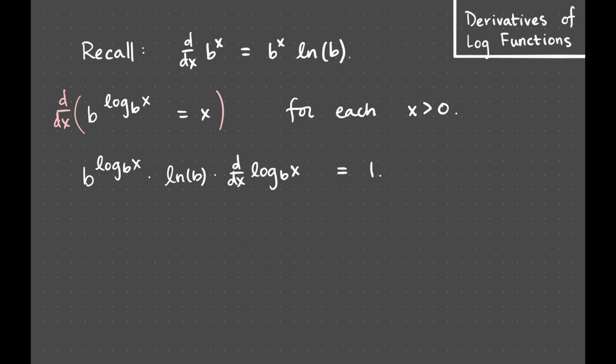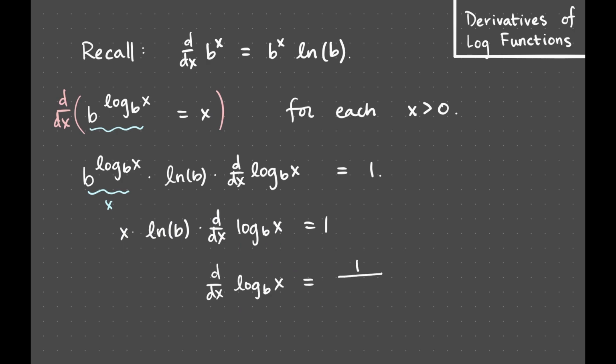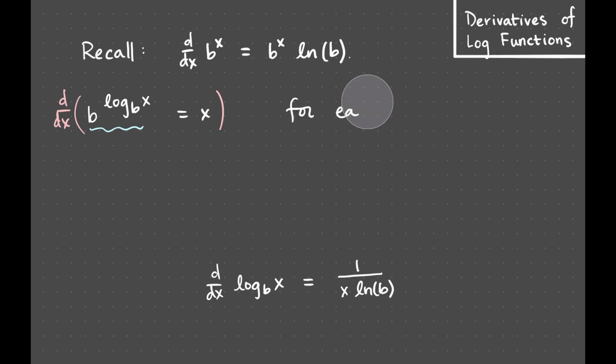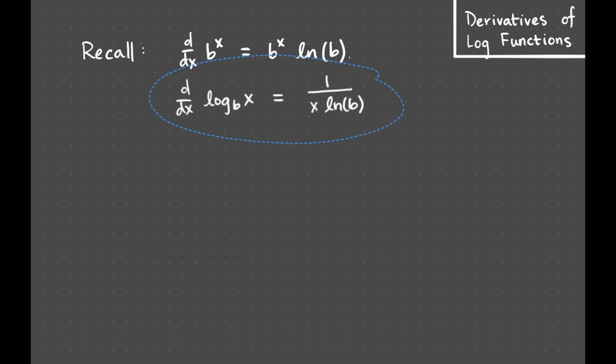Now we can simplify the left-hand side a little bit because b to the log base b applied to x is just equal to x, and so the left-hand side just becomes x times ln b times the derivative of log base b applied to x. Isolating the derivative of the log base b term, we find that it's equal to 1 over ln b times x. So this is the derivative of the function log base b applied to x.